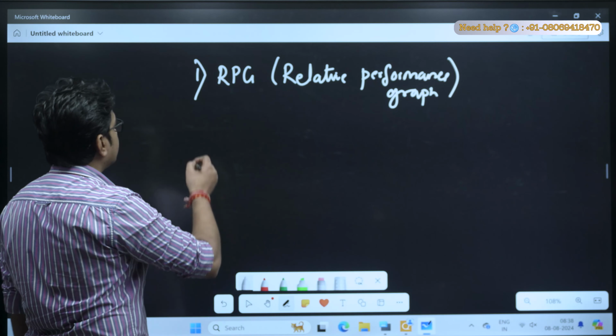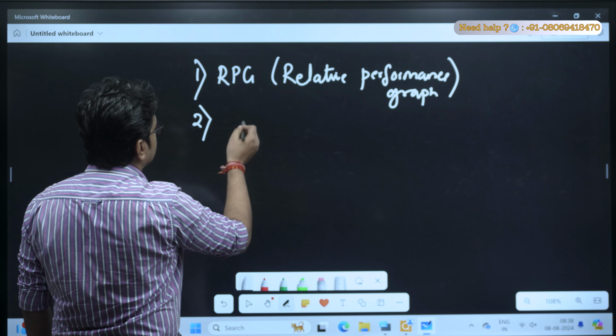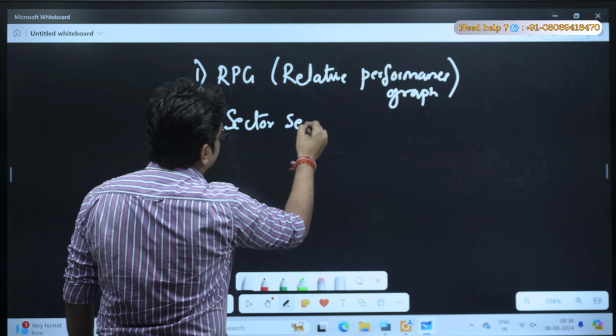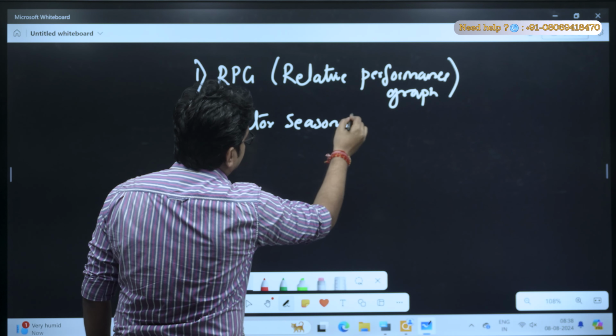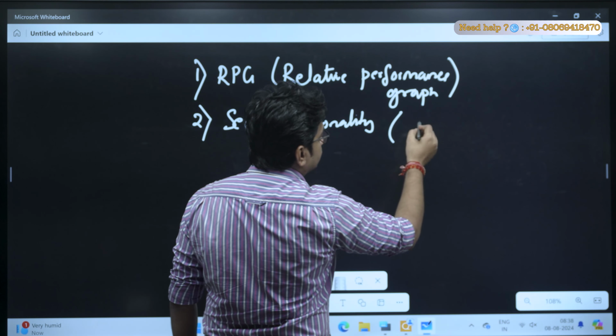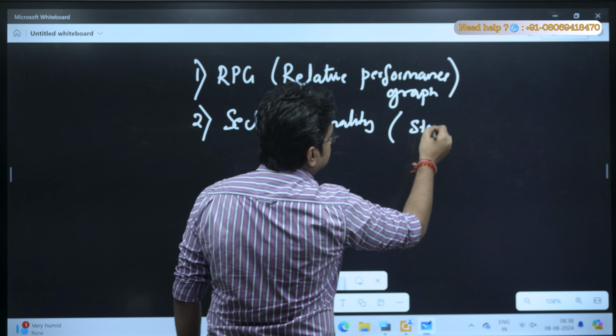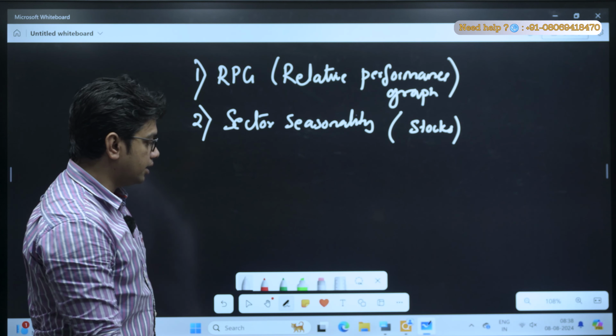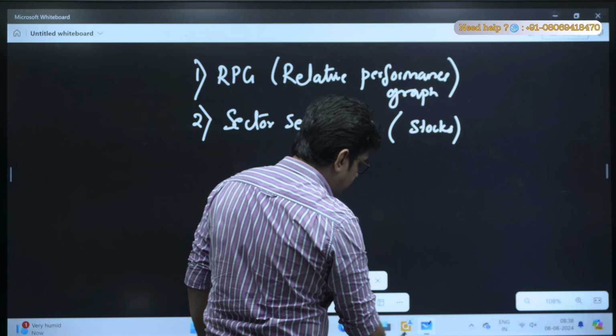The second tool I am going to use is sector seasonality, because it will help you to select the stocks. Now let's go to RPG.